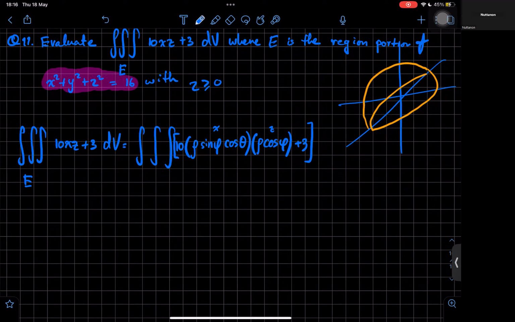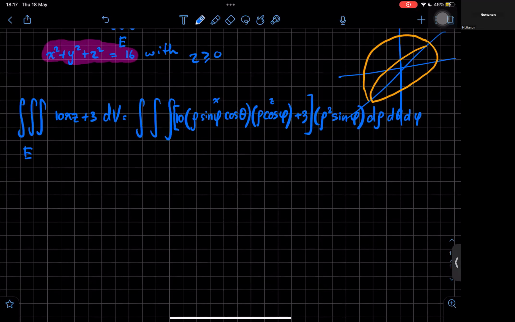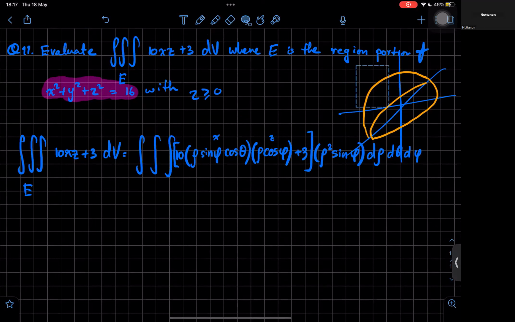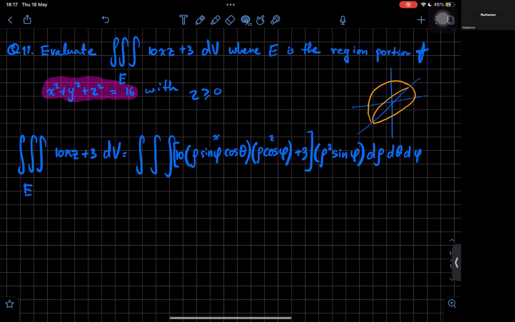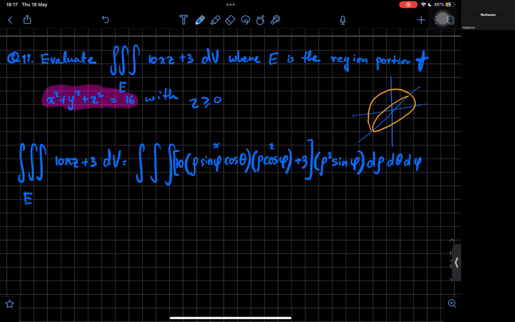Plus 3. And similar to when you change it to the polar coordinate, you get r dr d theta, in this one you get rho squared sin phi d rho d theta d phi. And rho is the radius.